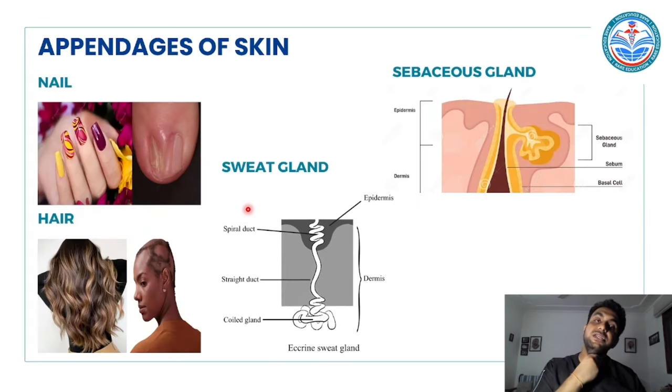Now, the appendages of the skin, as I was mentioning in the previous slide, are nail, hair, sweat gland, and sebaceous gland. So the nail, as we can see here, can be a beautiful nail, where manicure and pedicure are done, and the nail is painted very beautifully with different nail polish and nail design. Look at this. It is also a nail. But again, it doesn't look normal, doesn't look beautiful, doesn't look fine.